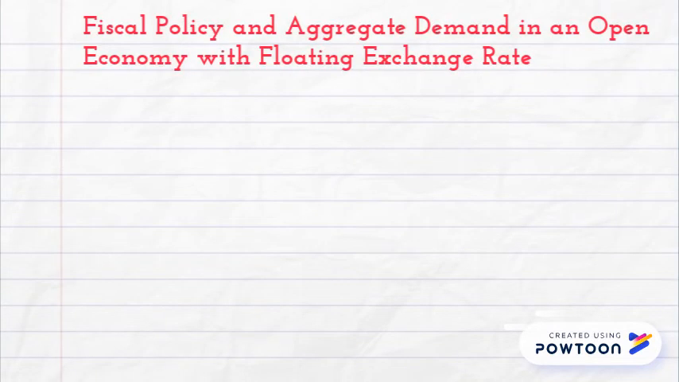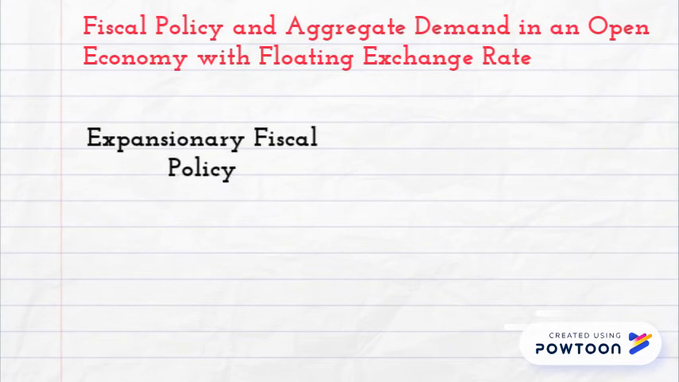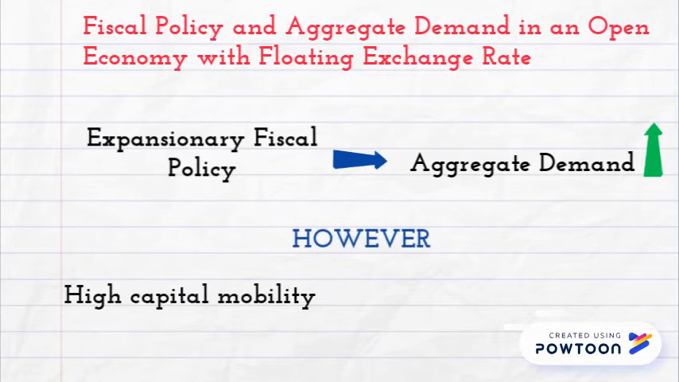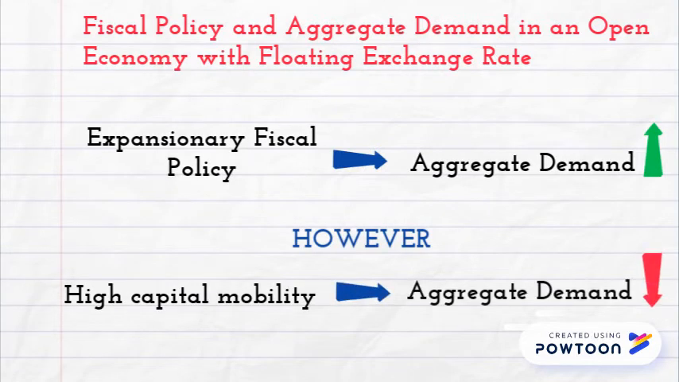Under a floating exchange rate, expansionary fiscal policy would expand the aggregate demand. However, high capital mobility would decrease the aggregate demand.